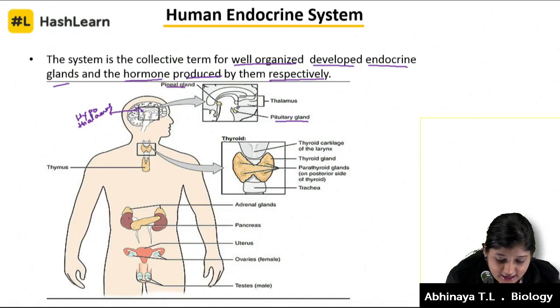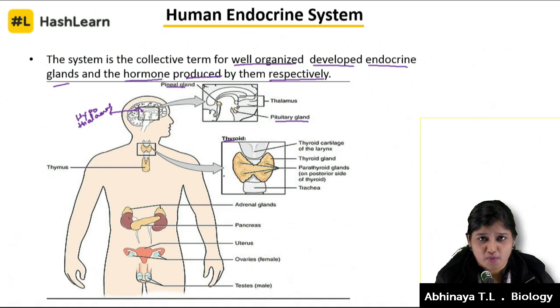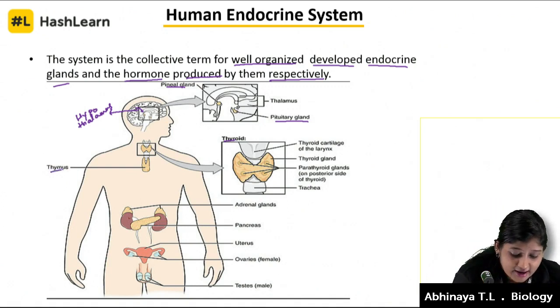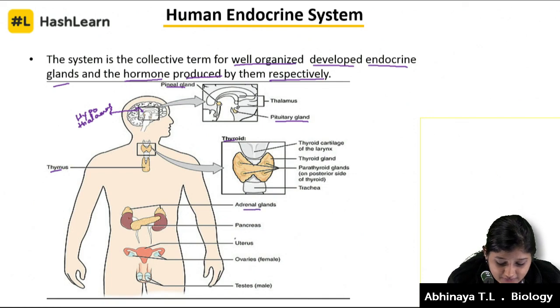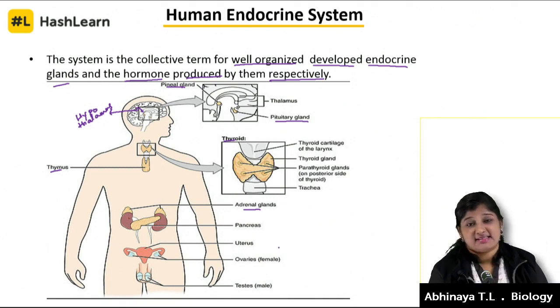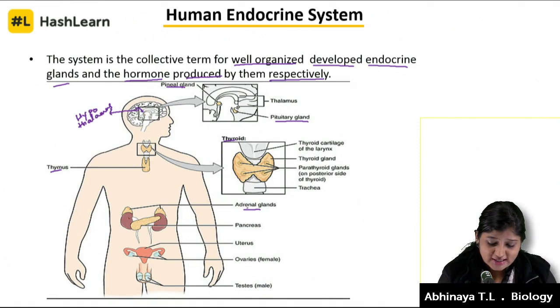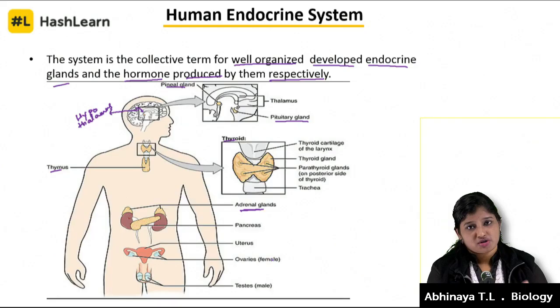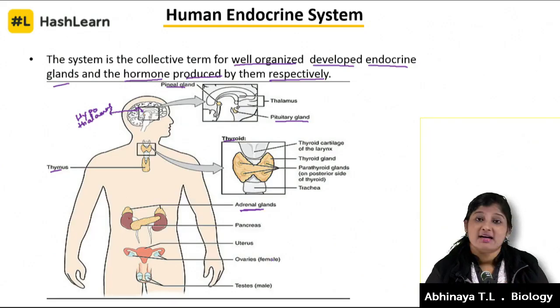Then we have the thyroid gland, which has been enlarged here. I'll talk to you about what the structure of all these glands is. Then there is the thymus, the adrenal gland. Then we have all the other glands. These are the gonads, the ovaries and testes. So that will be done in the next class. Today we are going to talk only till the adrenal gland. Fine. So the pancreas, uterus, ovaries, testes are also endocrine glands, which we'll talk about in the next class.